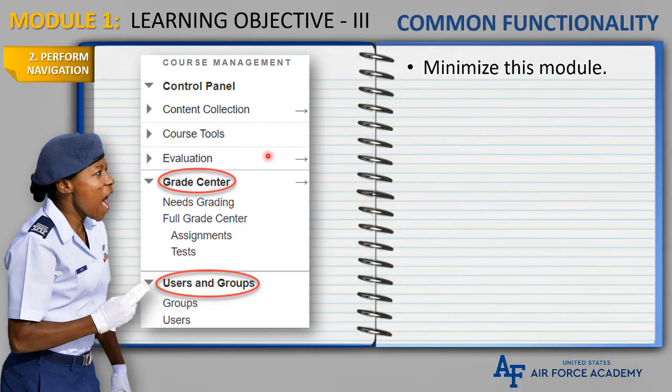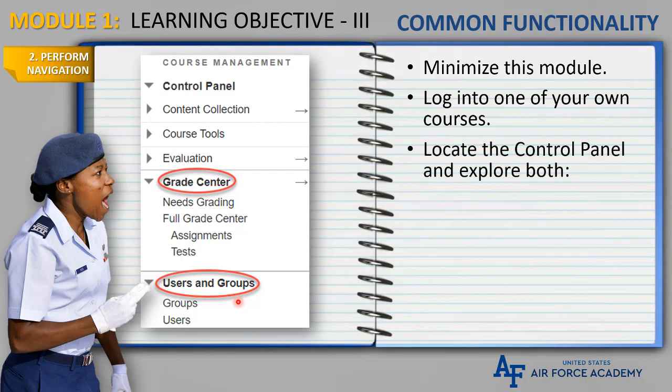And so again, as you move on from here, we encourage you to go ahead and navigate through these areas. Go into your course management panel, drop down that control panel, check out the grading center, your users and groups. And you can do that by minimizing this module, log into one of your own courses, locate the control panel, and explore both the Grade Center and the users and groups. And we encourage you to do that.